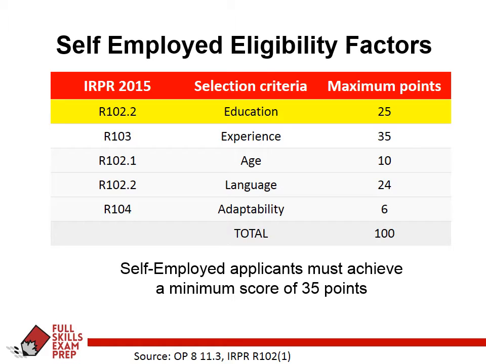Okay, so when we take a look at this points grid, which of course you can find in OP8 and in the regulations, you can see that they assess quite a few areas over here. You have education, experience, age, language, and adaptability. The maximum that a person can get is 100 points, and the minimum that a person must get is 35 points.